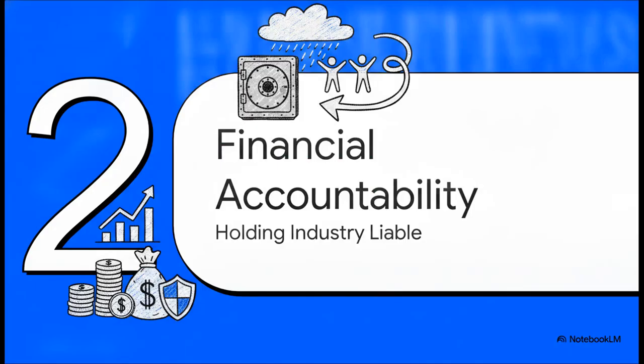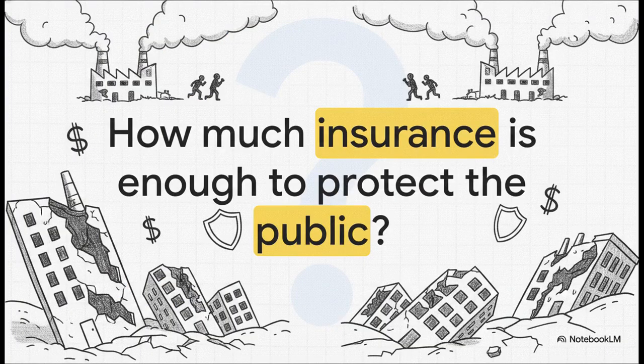Moving on to Section 2. Holding industry financially accountable. So having a rule that says you must pay victims sounds great on paper, right? But how do we actually guarantee the money is sitting there when disaster strikes? We really have to ask ourselves, just how much insurance is enough? Because industrial accidents can literally level neighborhoods. A basic run-of-the-mill business insurance policy just isn't going to cut it.